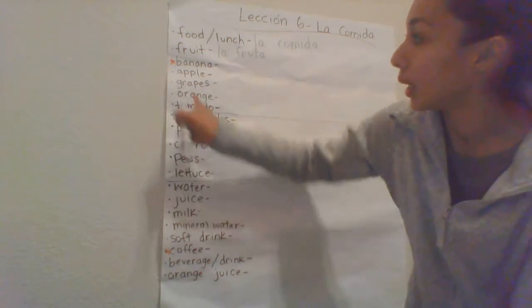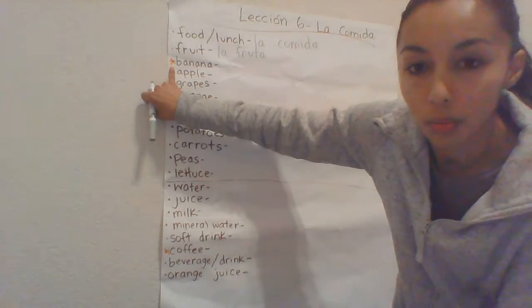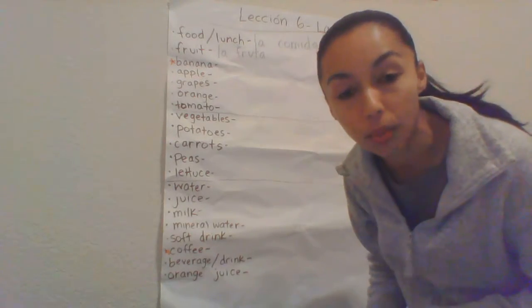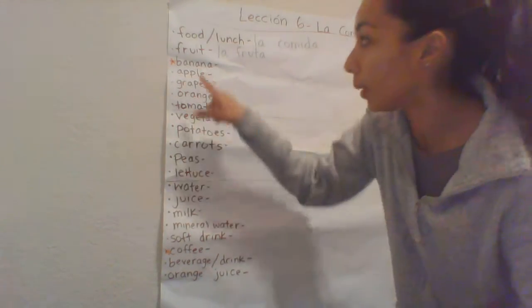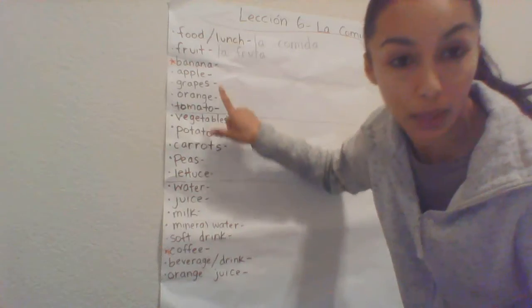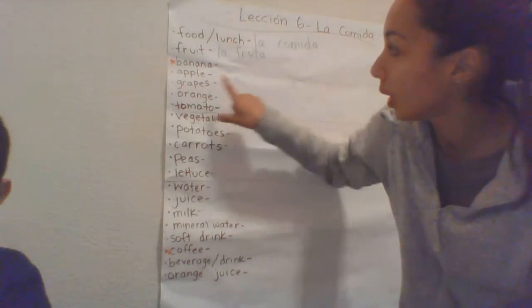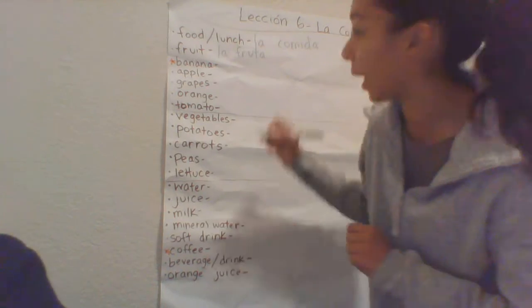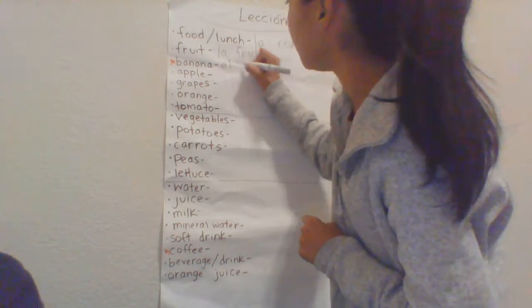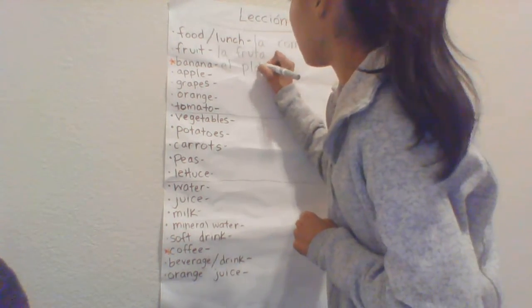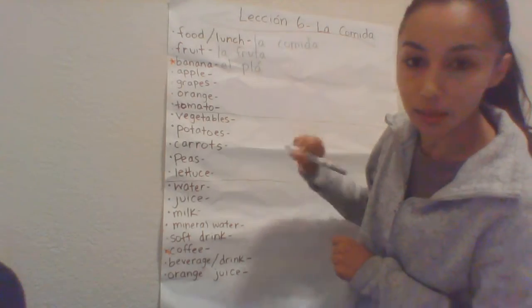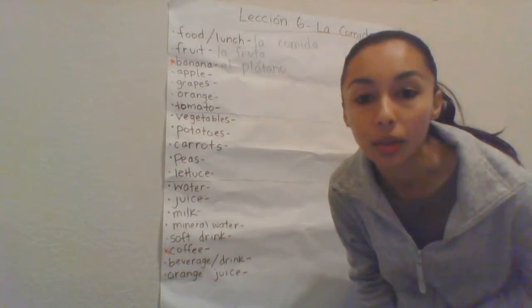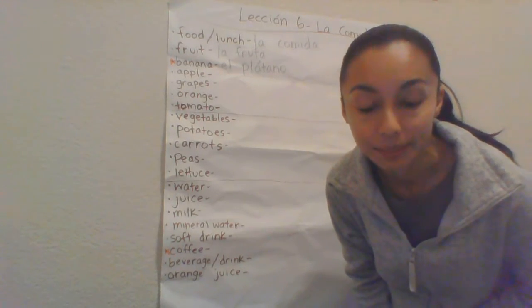Next is banana. And I put a little mark here. There are only 2 words in our whole list of la comida that have accents. Banana is one of them. Well, the Spanish word has the accent, which is el plátano. It has an accent on the first A. El plátano, con acento. El plátano is banana.